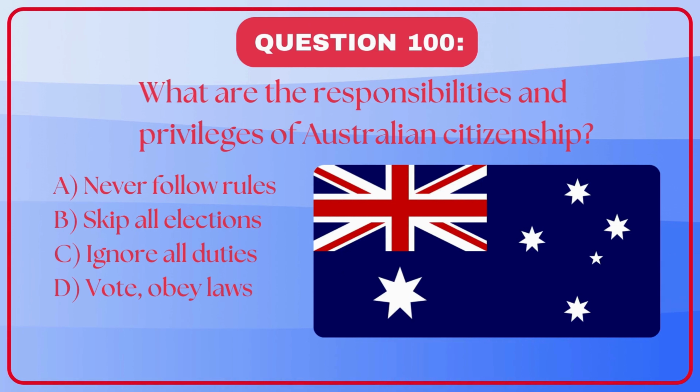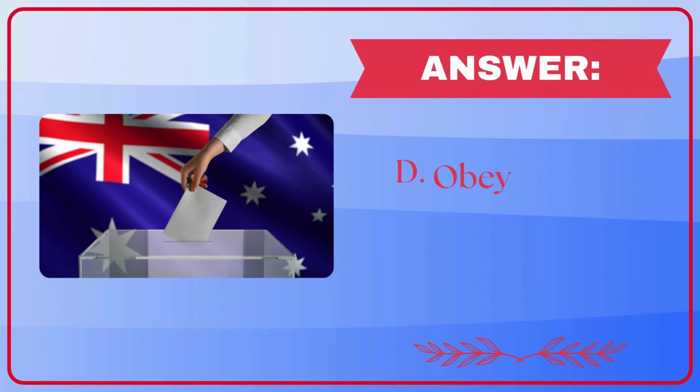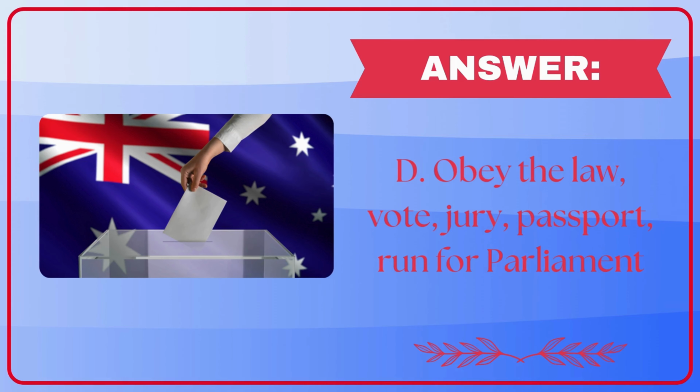What are the responsibilities and privileges of Australian citizenship? Obey the law, vote, serve on a jury, apply for work in the public service or armed forces, seek election to Parliament, apply for an Australian passport.